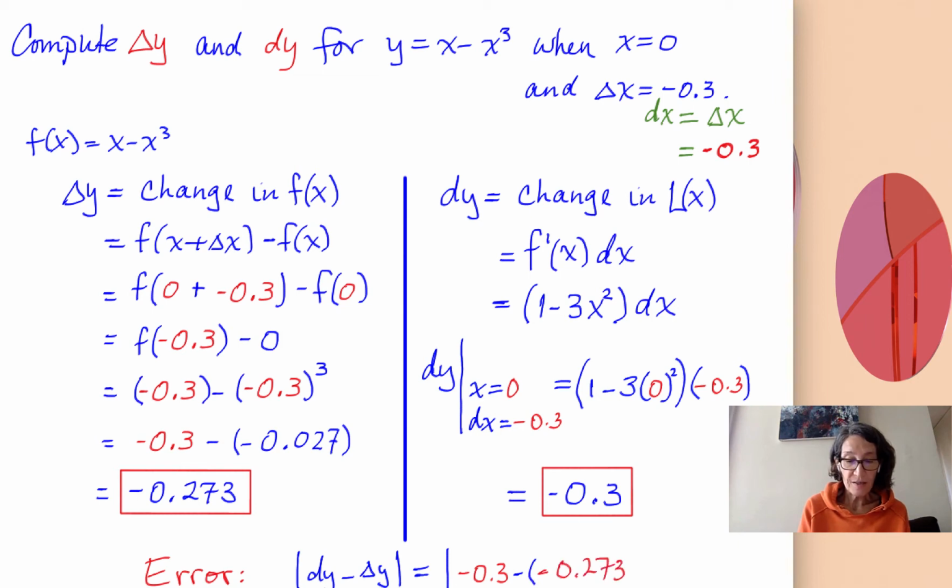So in this case, it's negative 0.3 minus negative 0.273. And the absolute value of that number is 0.027. That's the error. That's the error we would have if we used the line to approximate values of the function near the point x equals 0. So what did we just do?